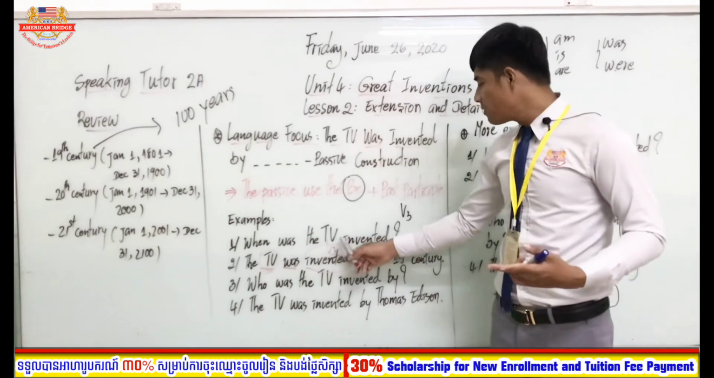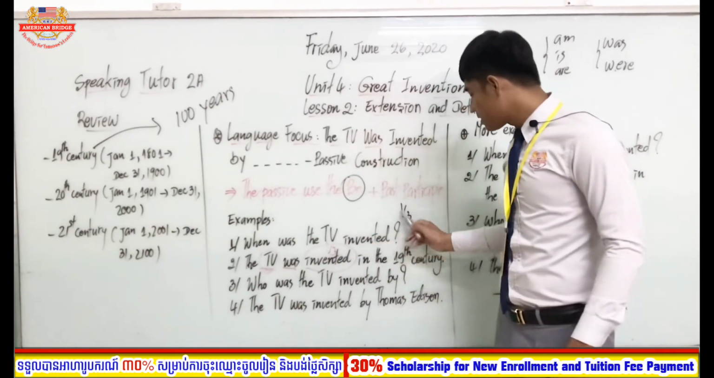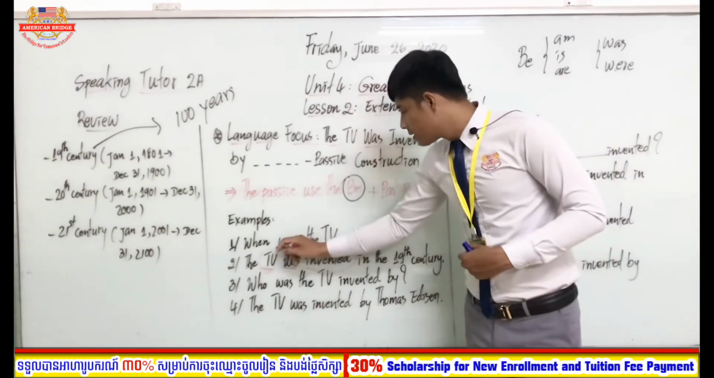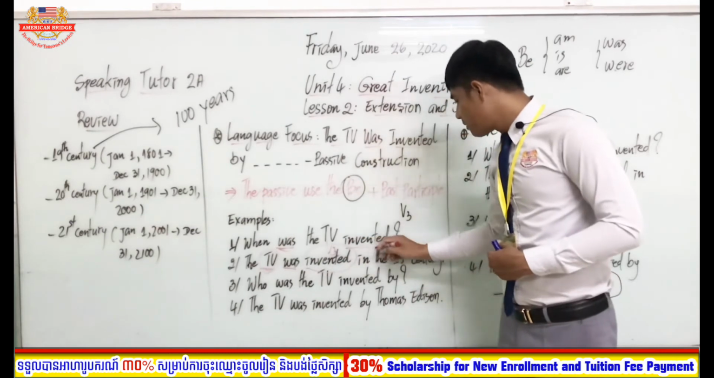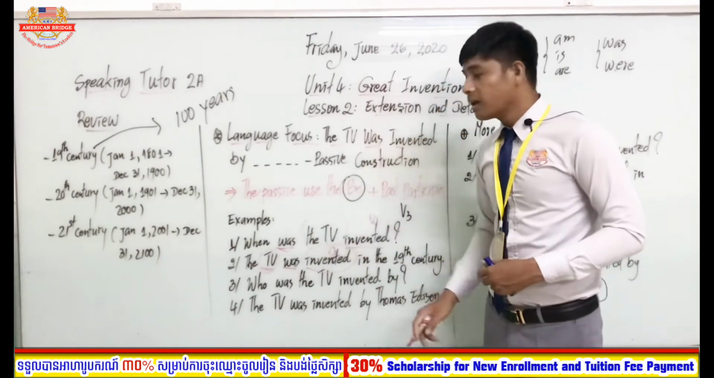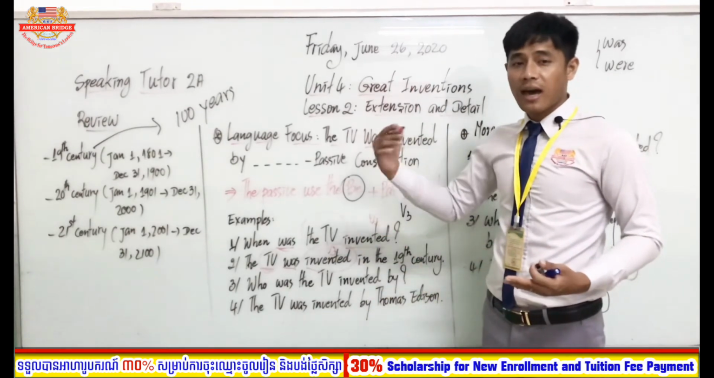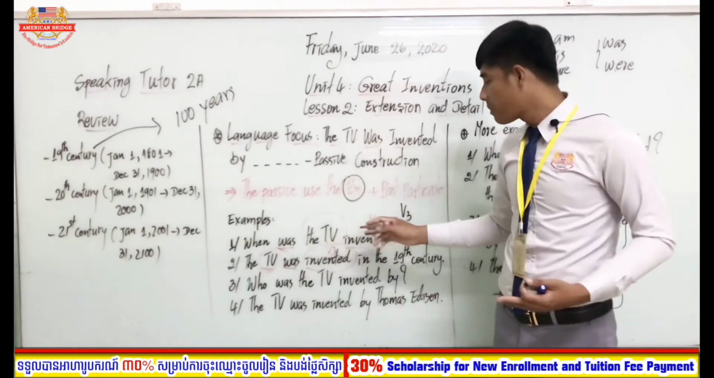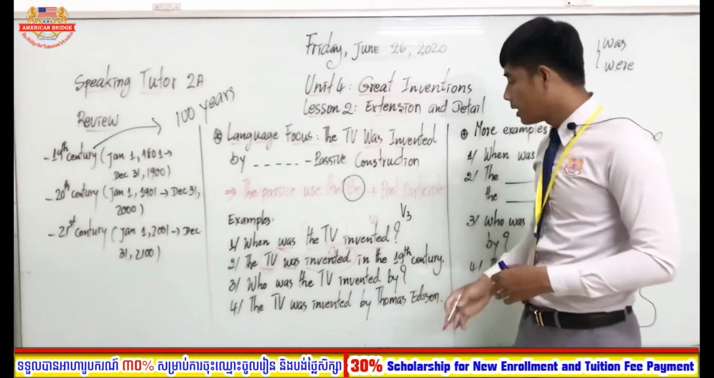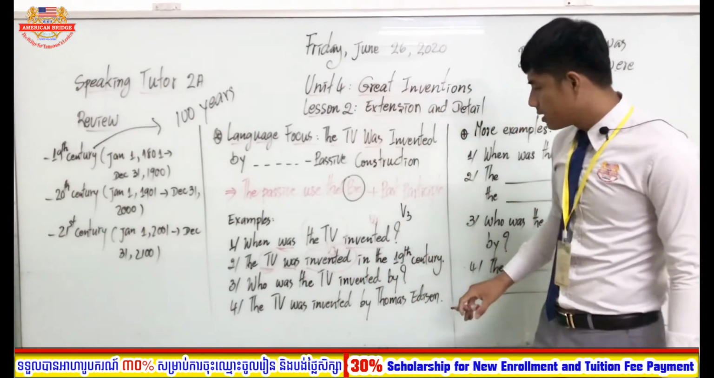When was the TV invented? This is a question, so we use a passive voice sentence. Was is the verb be, invented is verb 3, and TV is the subject. It's the thing affected by the action of inventing. The TV was invented in the 19th century.